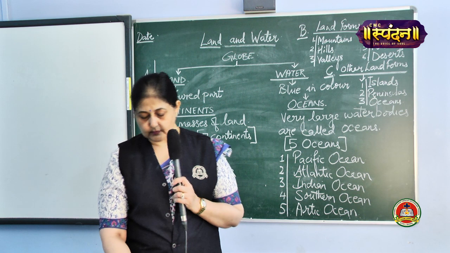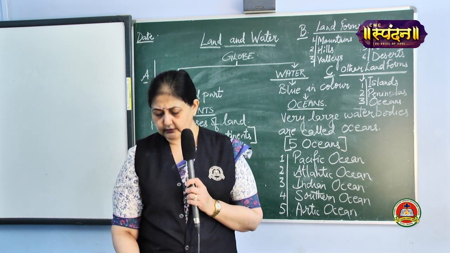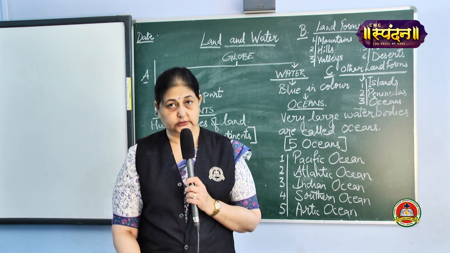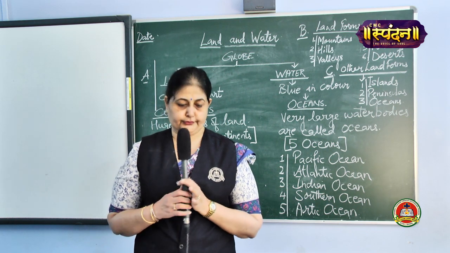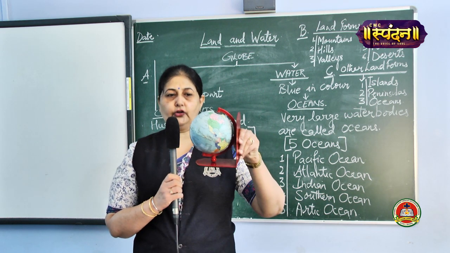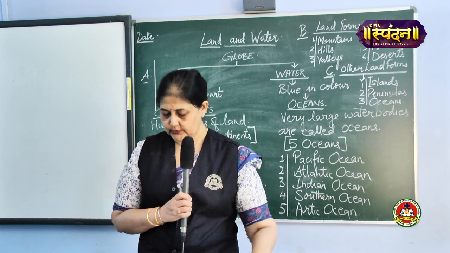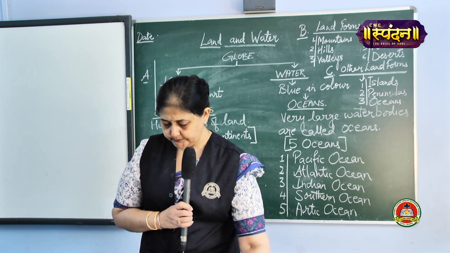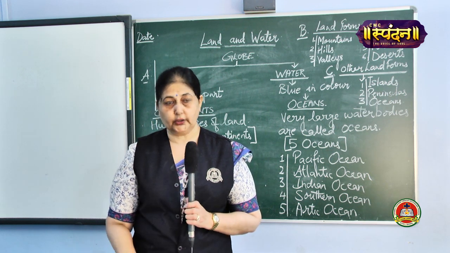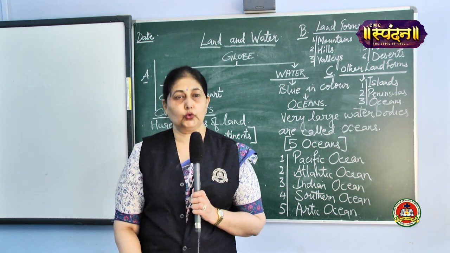Oceans. 3/4 of the earth is covered by water. Okay, 3/4 of our earth. See, the larger area on the globe you can see is water, colored in blue. A very large water body is known as an ocean.